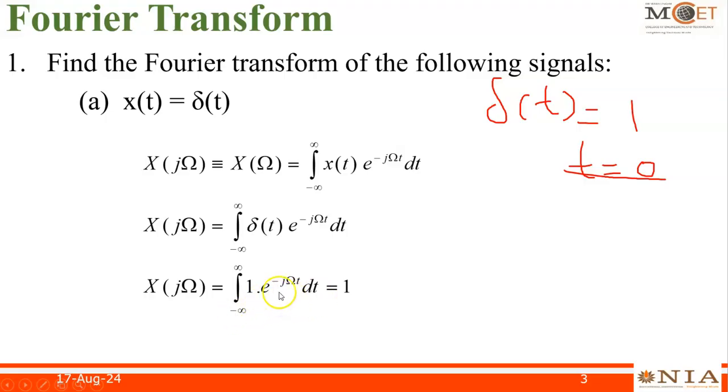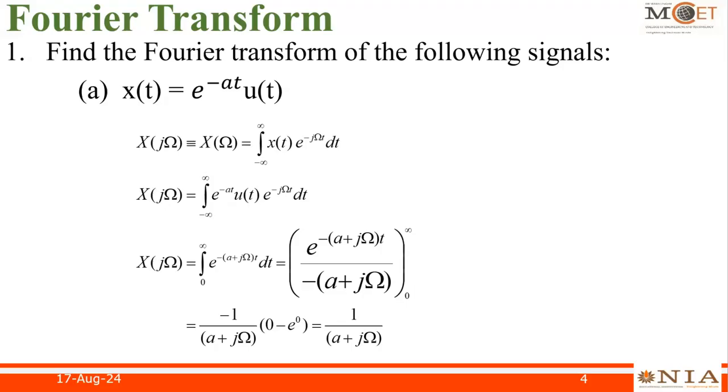So here also, when t is equal to 0, the value becomes 1. If you substitute t equal to 0 here, e power 0, anything power 0 is equal to 1. So e power 0 is also equal to 1. So 1 into 1, we will get 1. So this integration value becomes 1. So what is the Fourier transform of the impulse function in continuous time domain? Del of t is equivalent to 1.